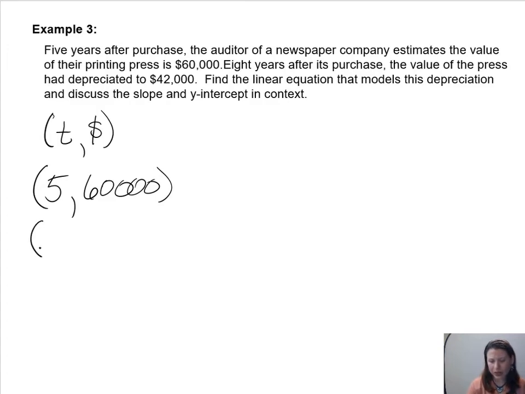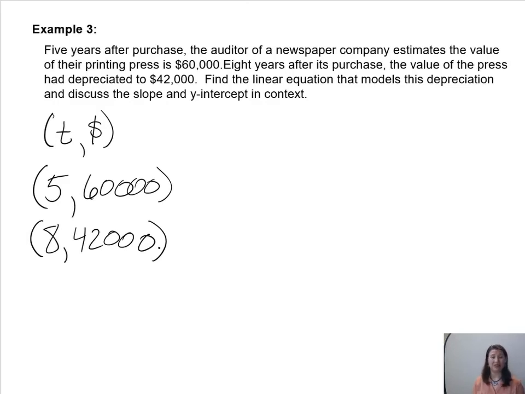And then the second one, we have 8 years after its purchase, we depreciated down to 42,000. So 8 years, 42,000. Now we have 2 points. They want us to find a linear equation. To write out any linear equation, we need to have either 2 points or a point and a slope. Well, we have one of those options, right? To write a line, we need to know the slope though.